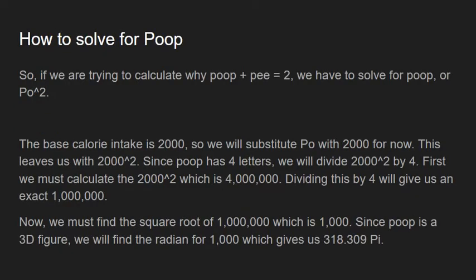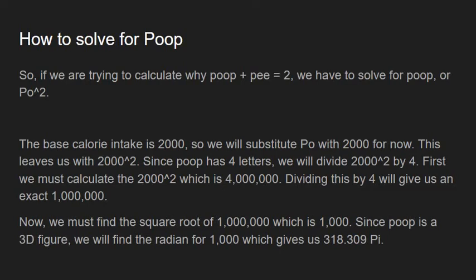How to solve for poop. So we're going to split this up into 3 sections. If we are trying to calculate why poop plus pee equals 2, we have to solve for poop, or PO squared. The base calorie intake is 2,000, so we will substitute PO with 2,000 for now. This leaves us with 2,000 squared. Since poop has 4 letters, we will divide 2,000 squared by 4. First, we must calculate 2,000 squared, which is 4 million. Dividing this by 4 will give us an exact 1 million. Now we must find the square root of 1 million, which is 1,000.